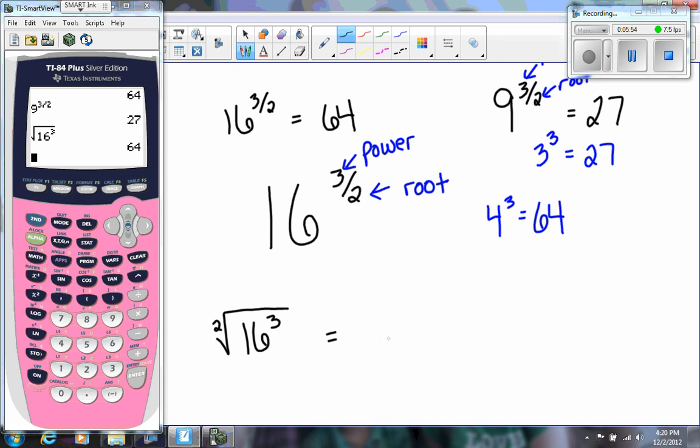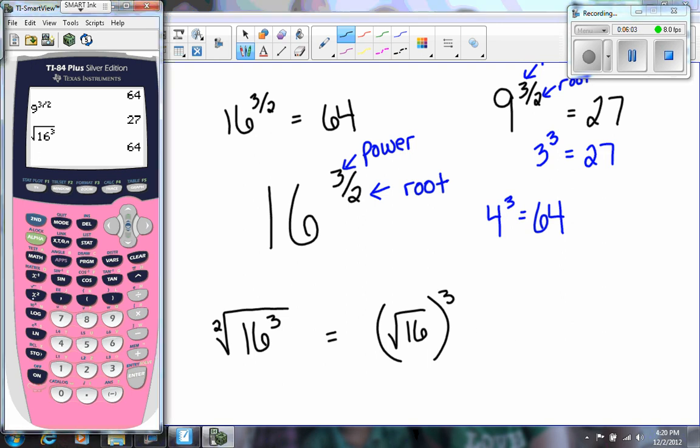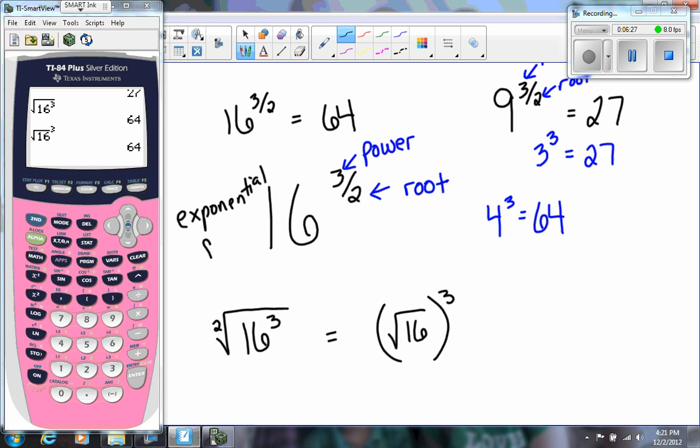I could also write this as the square root of 16, cubed, this way. Notice if I do this on my calculator, the square root of 16, then I'm going to go outside of the square root sign this time and raise it to the 3rd power. I get 64. So these are all equivalent. So this is exponential form. And either one of these is radical form. All right?